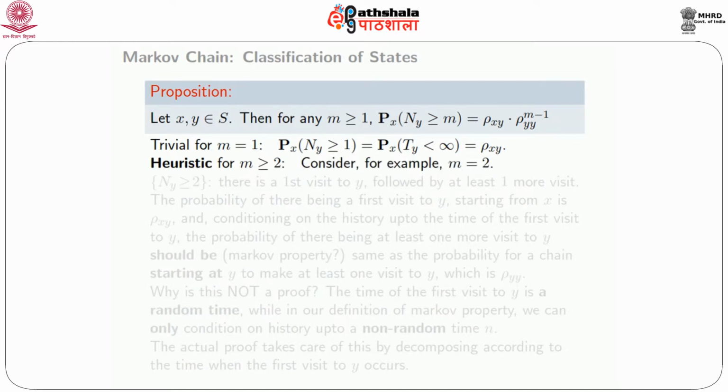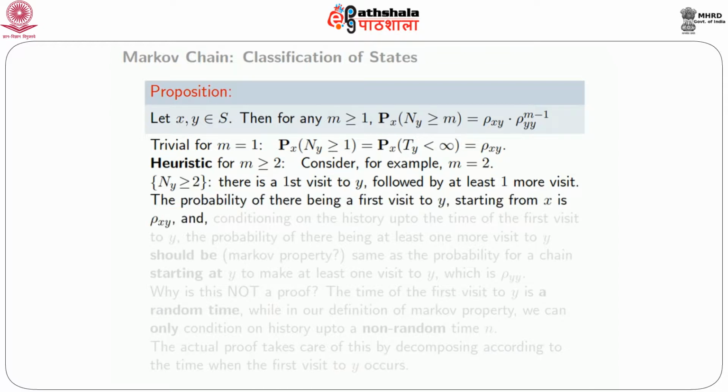Consider just m equal to 2, for example. Let's see what the event N_y >= 2 means. That is, the number of visits to y is at least 2. This clearly means that there has to be a first visit to y followed by at least one more visit to y. Now the probability of there being a first visit to y, conditioned on starting from x, is clearly rho_xy.